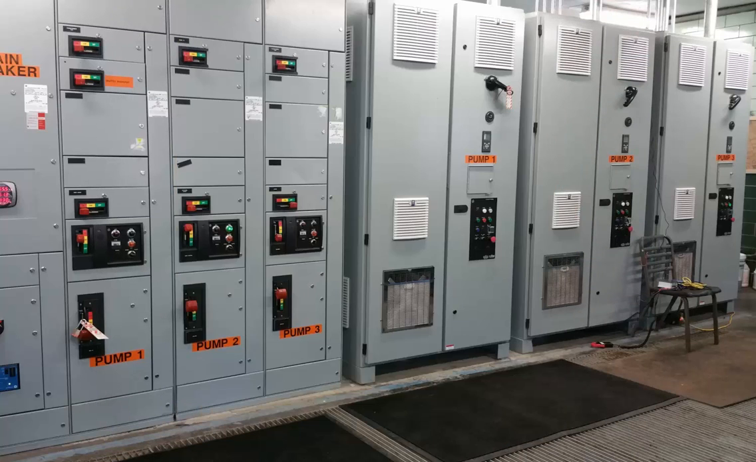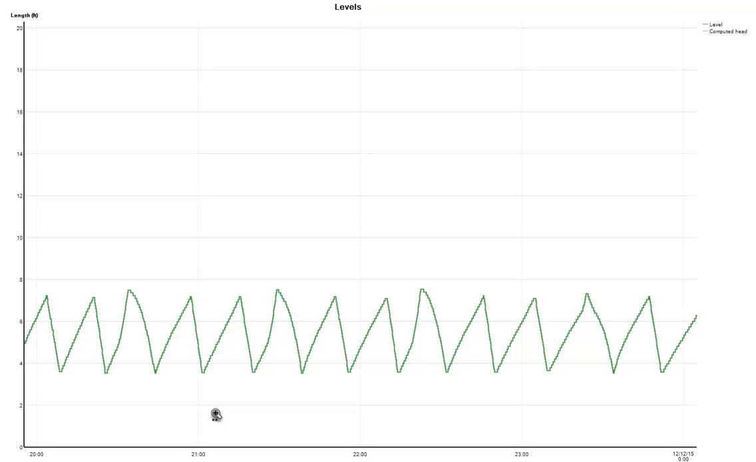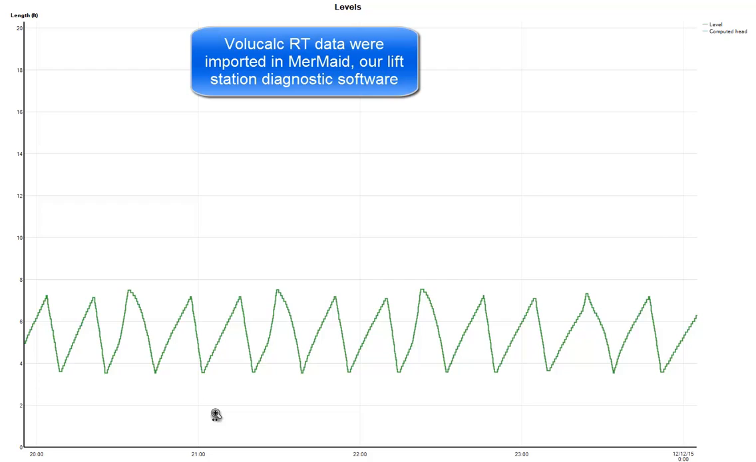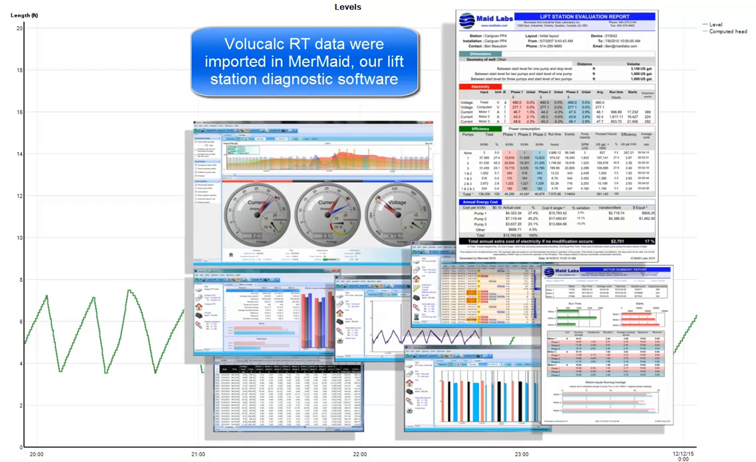We installed a Volucalc on that lift station for demonstration for a customer. Pump 1 was not in operation, but pumps 2 and 3 were. And what you see here is a graph that came from Volucalc and that we imported into Mermaid.